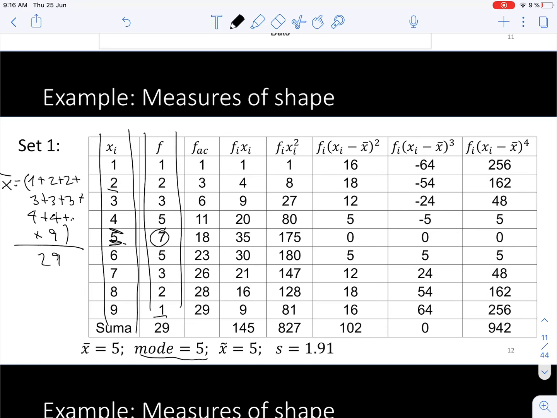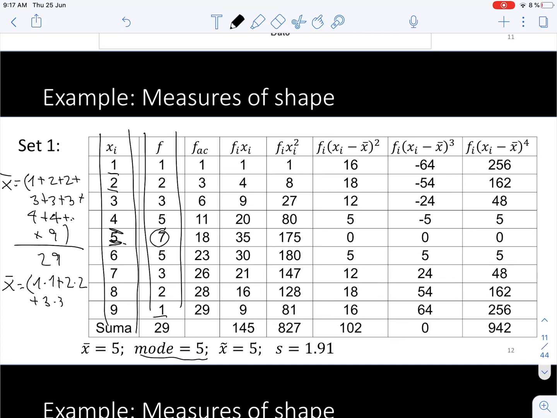However, since we know the frequencies, it will be way faster to just multiply each x value times the frequency. So an alternative way, and you should get the same answer, will be 1 times 1, that's 1 of course, plus 2 times 2, plus 3 times 3, right?